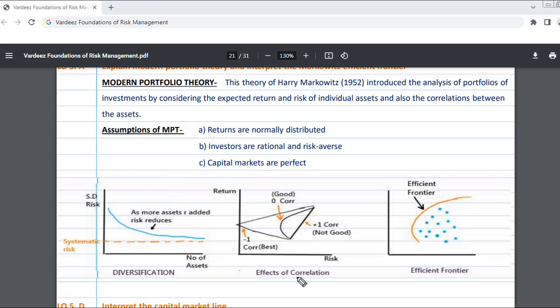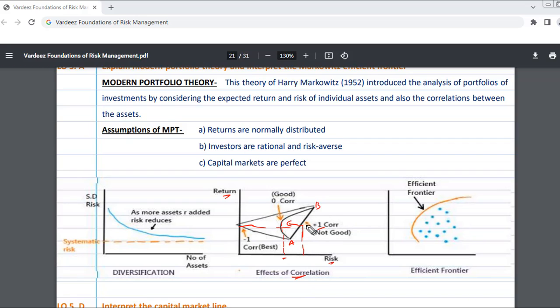Now have a look at the second diagram. This shows the effects of correlation. As you can see, this is the risk here and this is the return on the y-axis, and a positive correlation of two assets. Let's say that we have asset A and B. If they are perfectly positively correlated, we can see that there is no diversification benefit. But as the correlation goes below positive 1, to 0, we can see that yes, the risk has reduced as compared to this one, but the returns are the same. So that's what we mean by the effect of correlation.